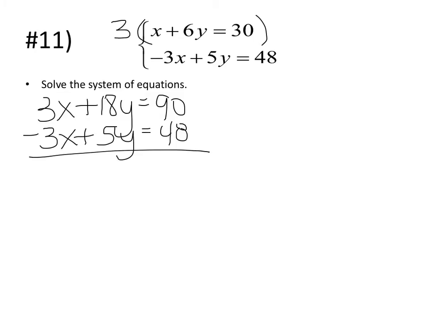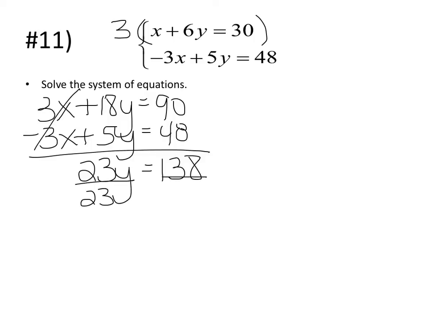Okay, so these cancel. And down here I have 23y is equal to 138. Divide both sides by 23. I know this might be shocking, but I actually don't know this off the top of my head. 138 divided by 23 is 6. So y equals 6. I'm going to plug it back in to one of the equations.